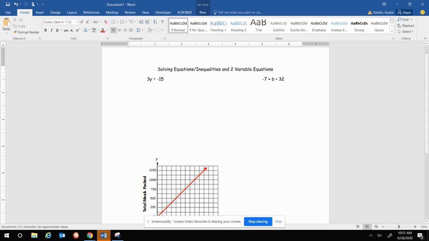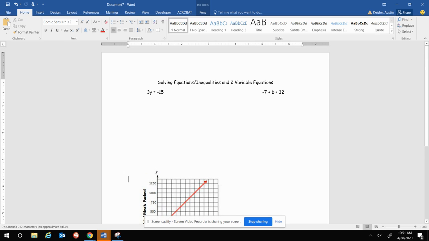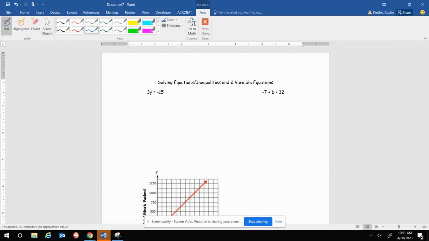Look at solving equations and inequalities, and we're going to look a little bit at two variable equations. The biggest thing to remember when we're solving equations is we have to isolate the variable. We're trying to figure out what our variable represents, so we've got to get it by itself. And the way that we do this is through doing the inverse operation, or aka the opposite.